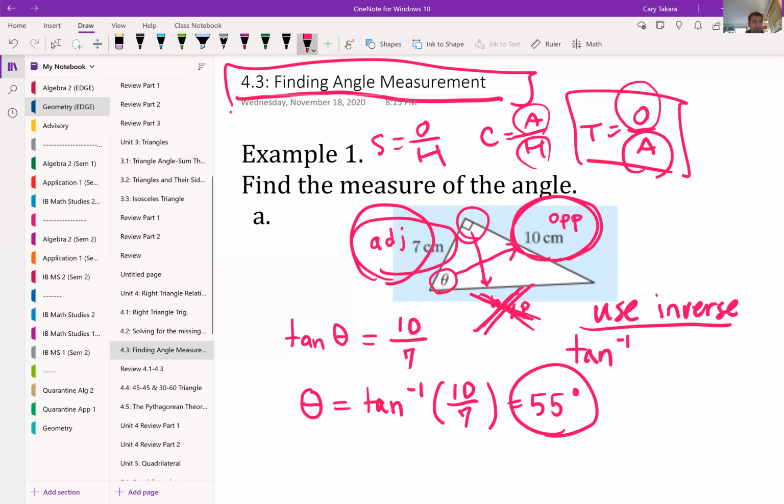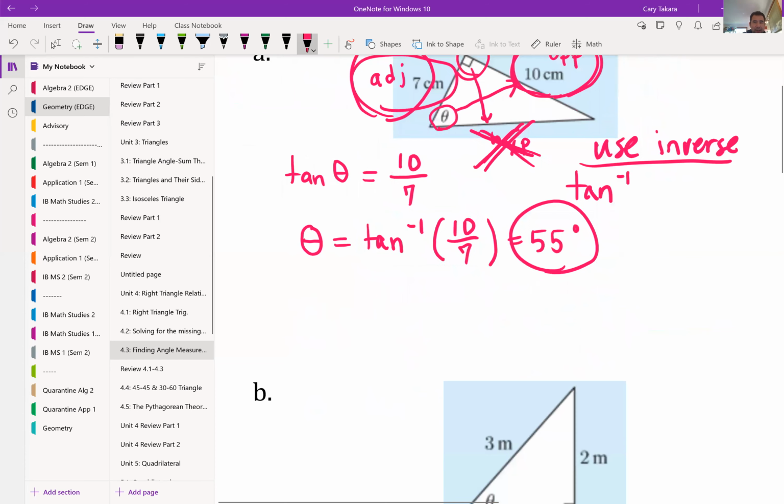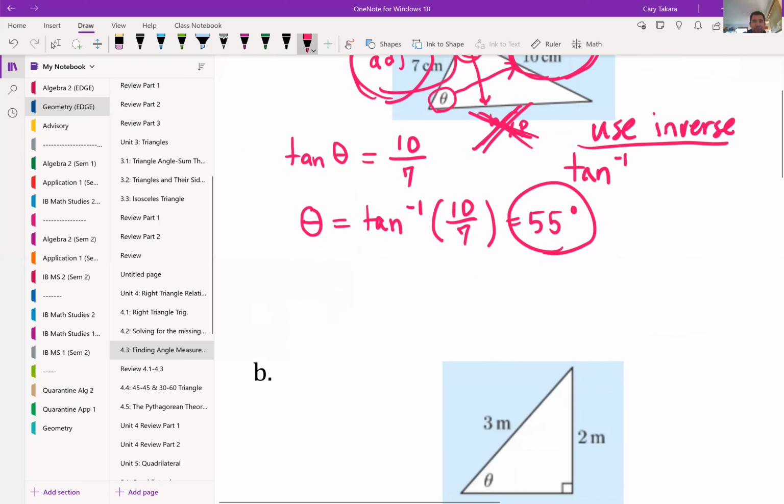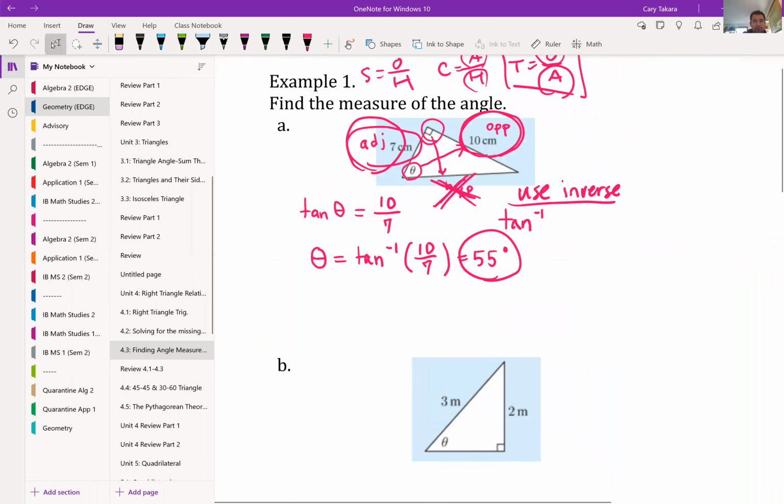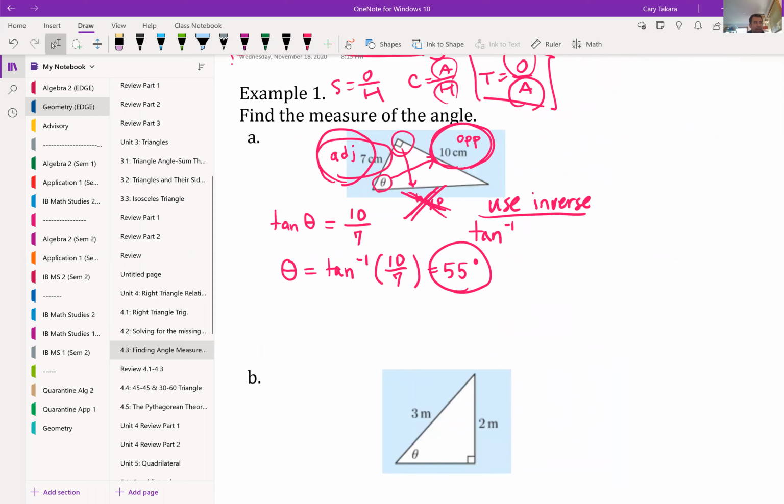So finding the angle measurement, once you get used to it, is actually an easy process. You don't have to cross multiply. Are you getting 55 degrees? Does anybody have any questions? Let's try another one. Why don't you try B? I want you to copy the triangle, label, set up, and then use inverse to find the angle measurement.